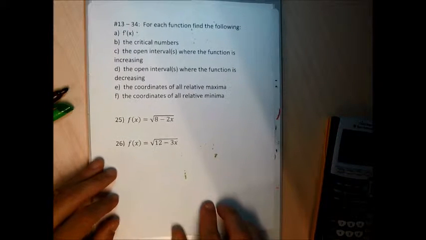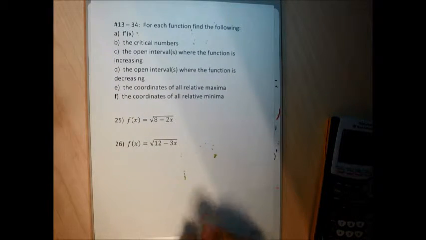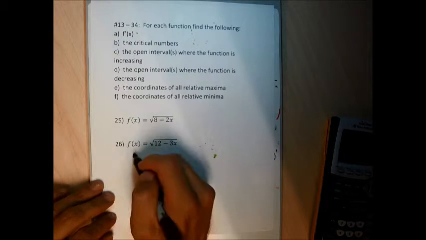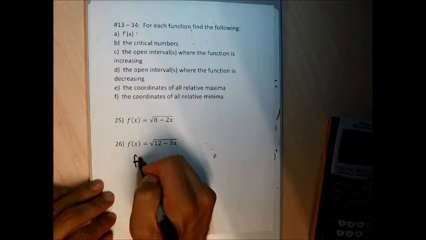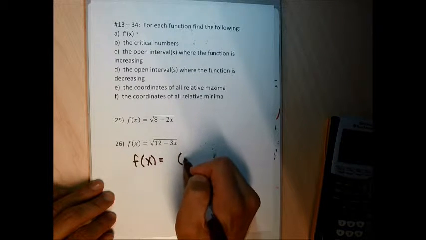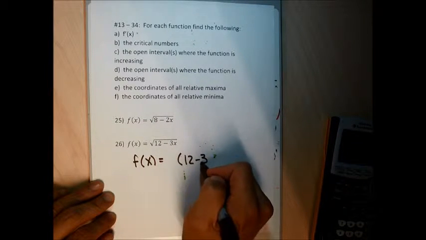I'm going to move on to do problem 26, and it's another square root. Square roots have domain issues, and they'll come up as I do my work. So let me just do part A of 26. I want to find the derivative, and in order to find the derivative, I should rewrite this problem so that it doesn't have the square root symbol.